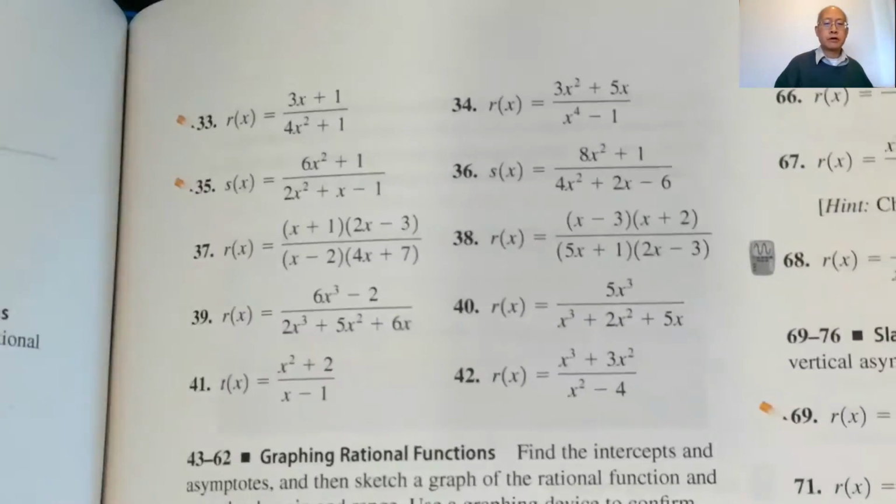So a rational function has fractions. It's a polynomial divided by another polynomial.